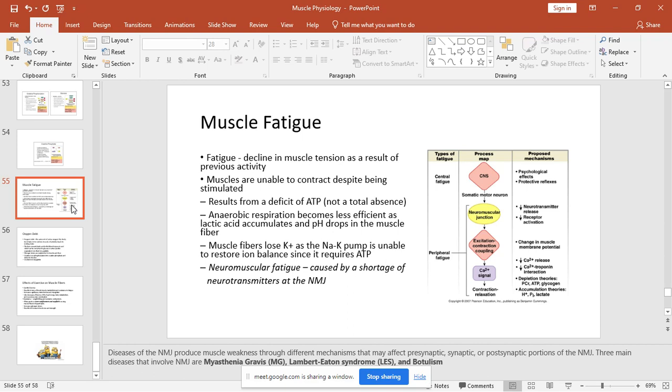It may also happen when you lose potassium via the sodium potassium pump and the body is unable to restore the balance. It may also happen when you have abnormalities at the neuromuscular junction, and there are several diseases that can cause that. Examples of those diseases include myasthenia gravis, Lambert-Eaton syndrome, or botulism.